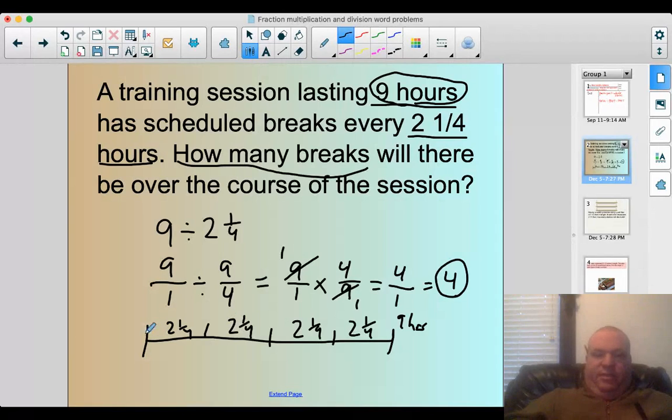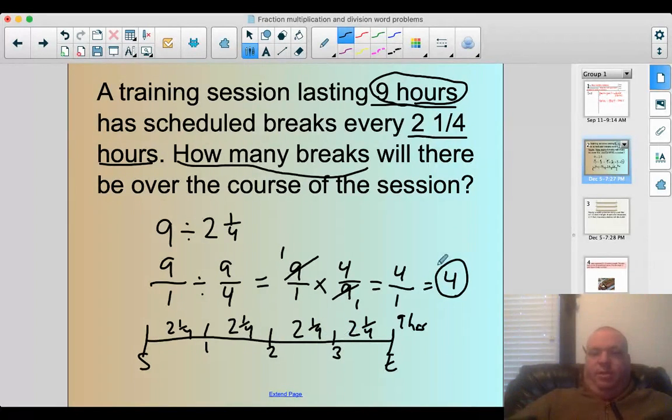Okay, so if this is the start of the training, this is the end of the training, and there are 4 sections. Well, there's 4 sections. How many breaks am I actually going to have? I'm going to have 3. I'm going to have 1 break between the first and the second section, another break at the midpoint, and then a 3rd break between the 3rd and the 4th.